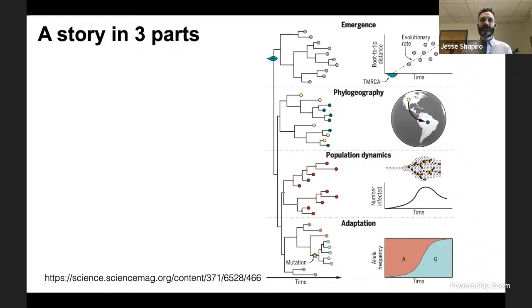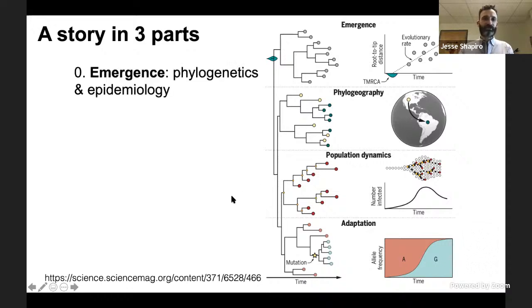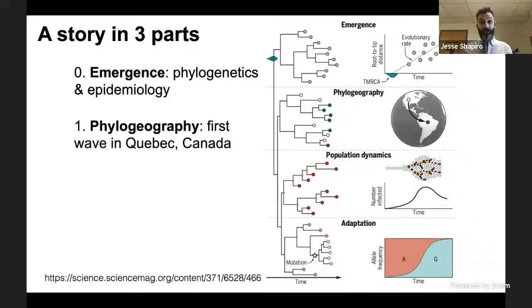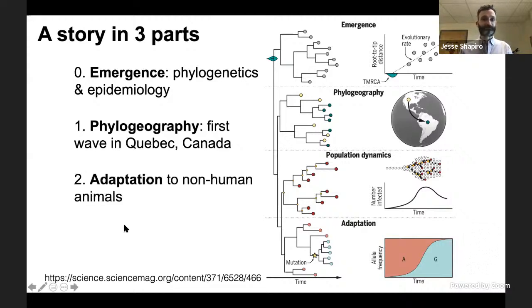You can learn about pathogen emergence, so its origins, phylogeography, so geographic spread and introductions from one country to another, population dynamics, and adaptation. And I'm gonna tell you a story in 3 parts that touches on these things. So the emergence part, I'm gonna use as just a little bit of background onto these methods of phylogenetics and epidemiology. Then I'm gonna tell you a story about phylogeography, about the first wave here in the province of Quebec, Canada, where I'm speaking to you from.